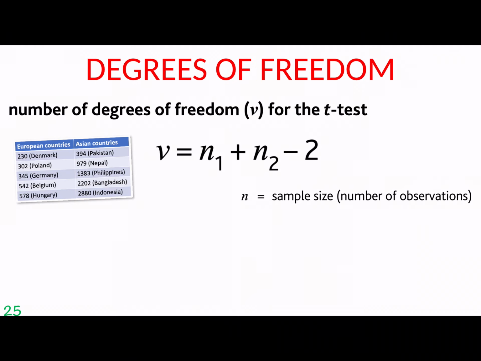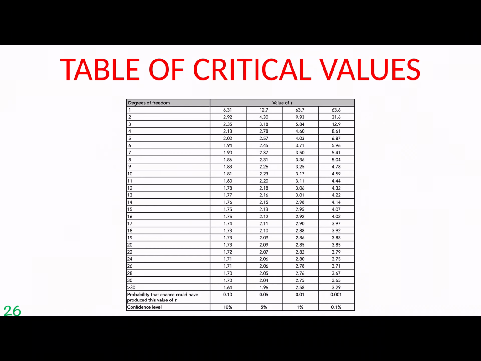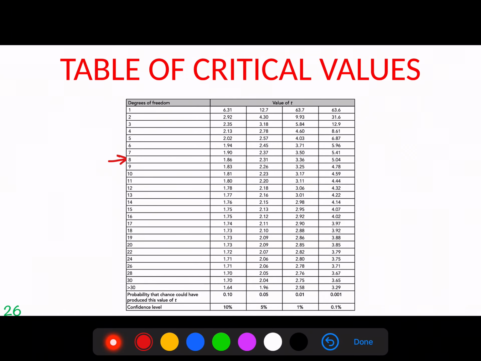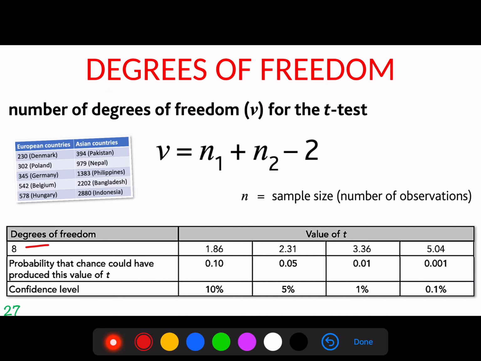Degrees of freedom, symbol V, who knows why, for the t-test can be calculated using this expression. N1 and N2 are the same in our case. We've got 5 countries in both continents. So it's basically 5 plus 5 minus 2. So therefore, V for our study is 8. So we go back to the table and we find the row for 8. And just for your convenience, I've extracted it and put it here. This is the row for 8 here.